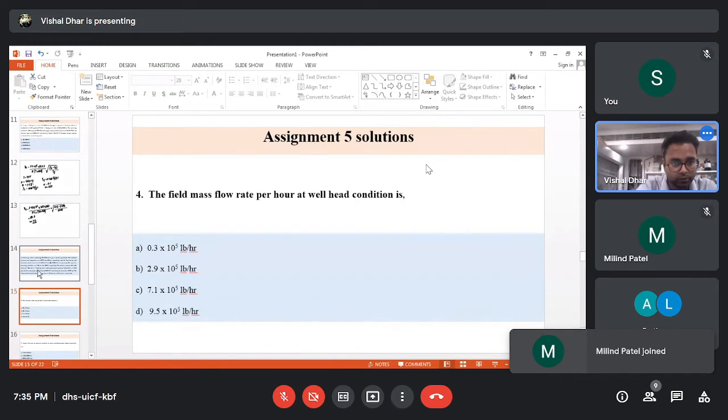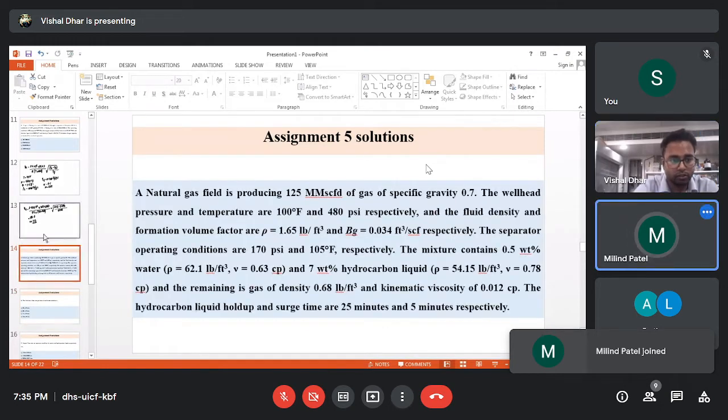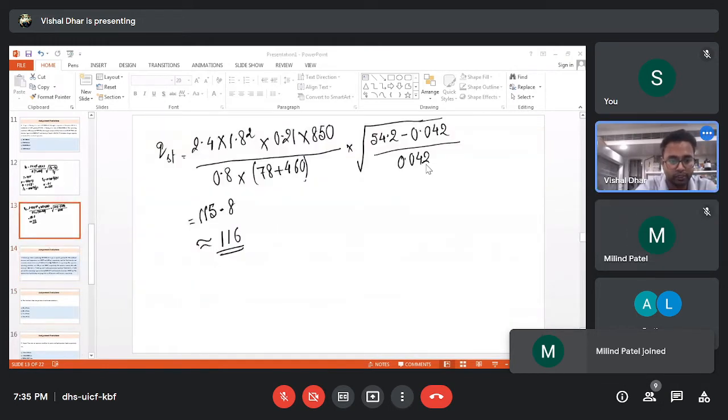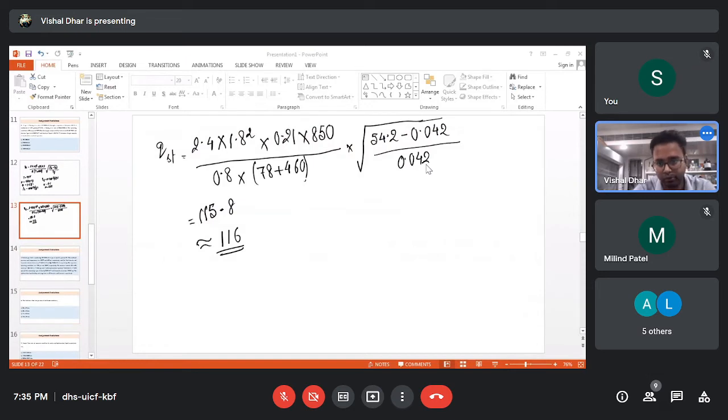Okay. 97.26. No, no, that answer is not correct. The correct answer is 115.8. Okay, okay. You can see my solution, right? Okay, okay. Yes, yes. Okay.